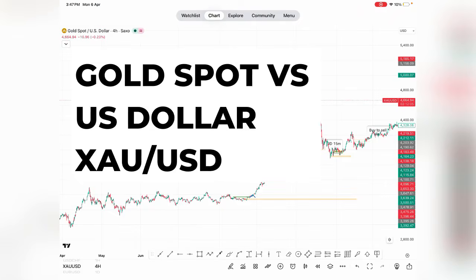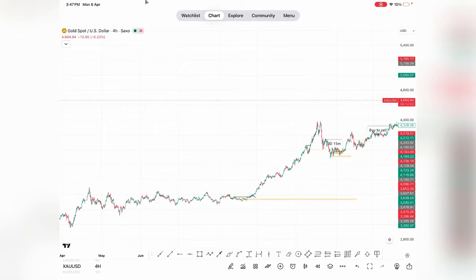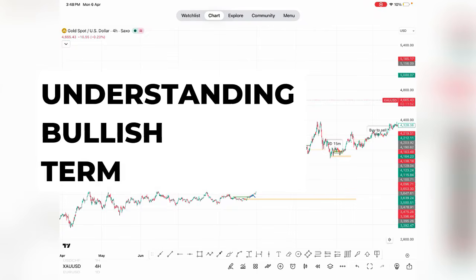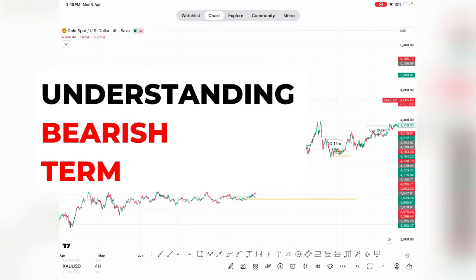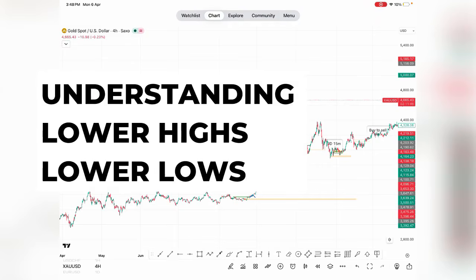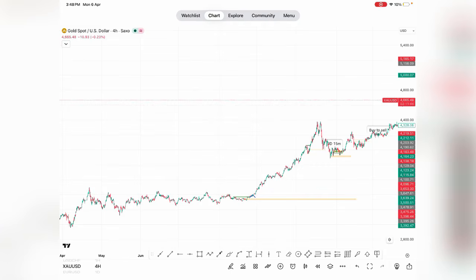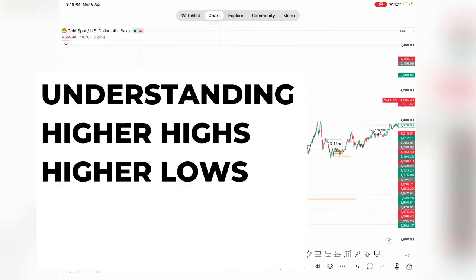pair. When you look into Forex trading, there are some key terms you need to understand. You need to understand when we say the market is bullish. You need to understand when we say the market is bearish. You need to understand what we mean by lower highs and higher lows, lower lows and higher highs.